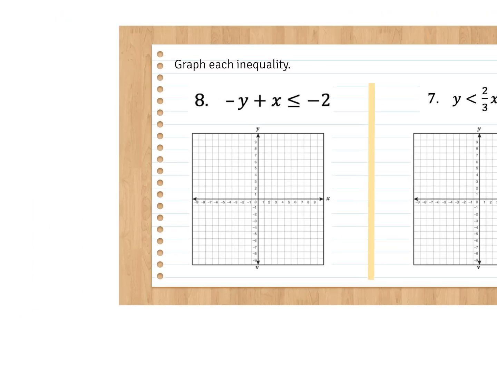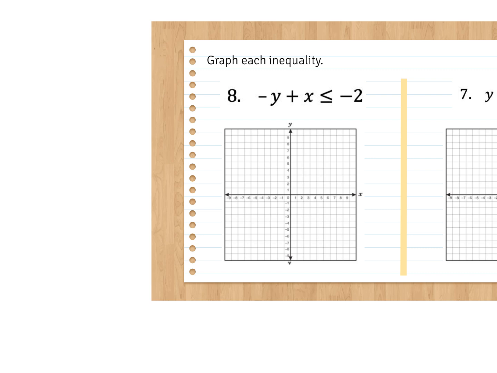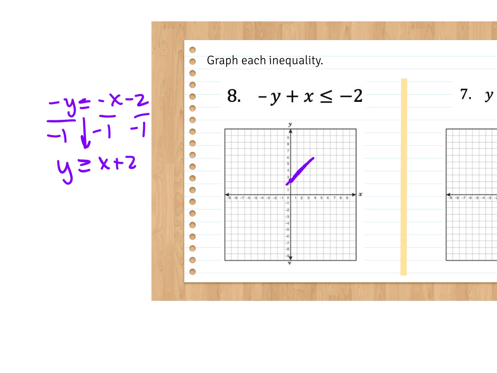Now we get a little bit trickier. We still got to remember our rules. So for this one, negative y less than or equal to negative x minus 2. So I have to divide by a negative. So y is going to be greater than x plus 2. Greater than or equal to. So on the graph, start at 2, slope is 1. Test 0, 0. Is 0 plus 0 less than or equal to -2? No, that's false. So I'm going to shade away.